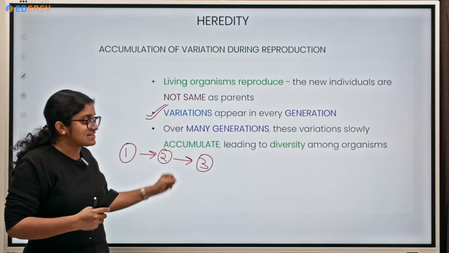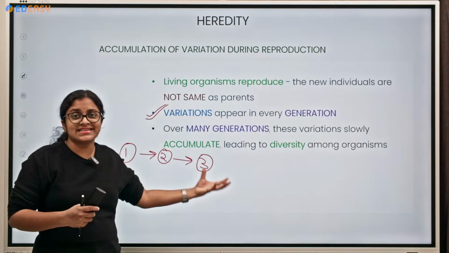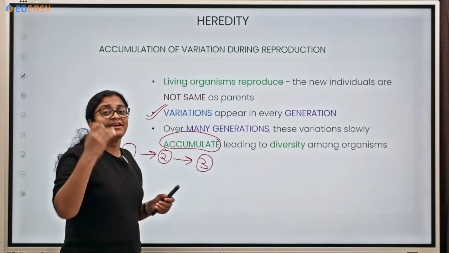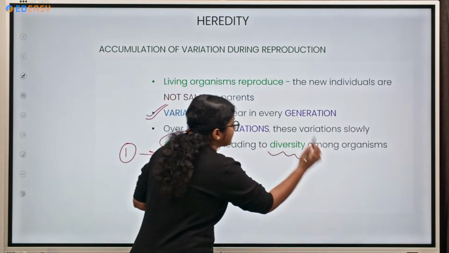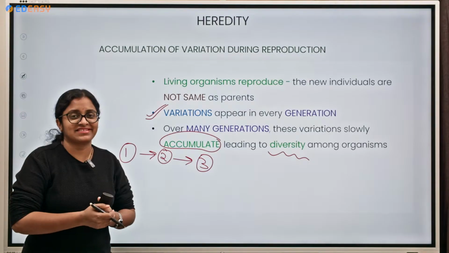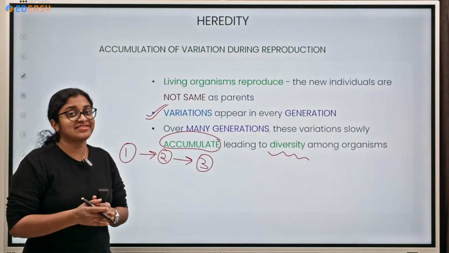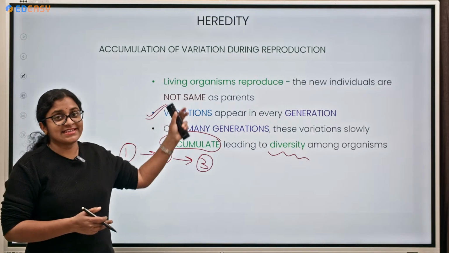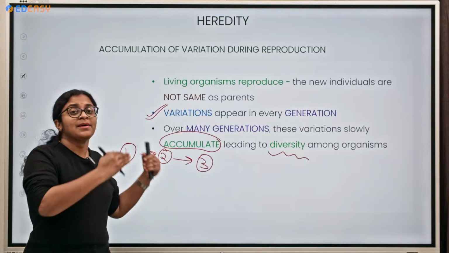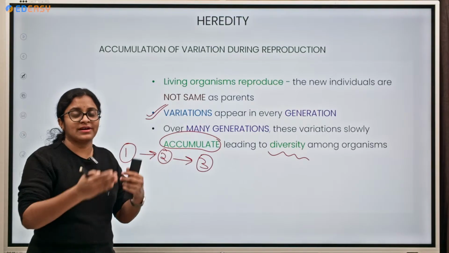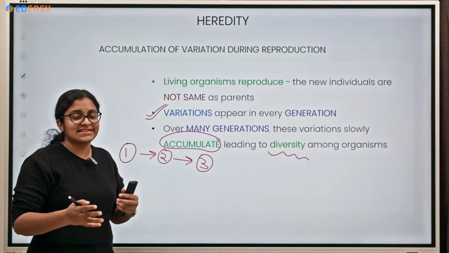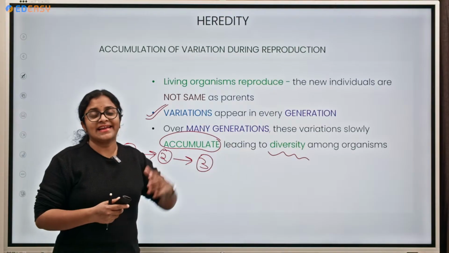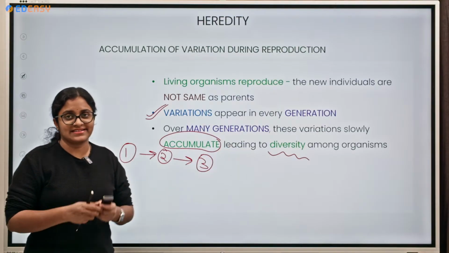Over many generations, what happens is the variations are accumulating, and because of the accumulation of the variation, we can say that there is a diversity among the organisms. Now I've got the point of how the diversity is arising: because the accumulation of variation during reproduction is happening, moving on from one generation to another generation. Overall, over many generations, if the variations are persisting, there is an accumulation leading to the diversity among the living organisms.